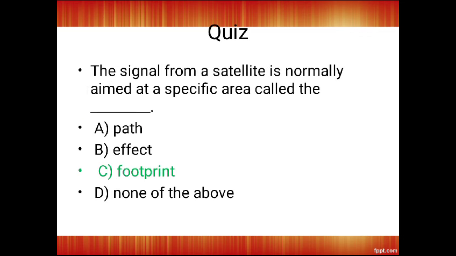Second question, the signal from the satellite is normally aimed at a specific area called the footprint. So from this we can easily identify how the link can be used with frequency reuse concepts.